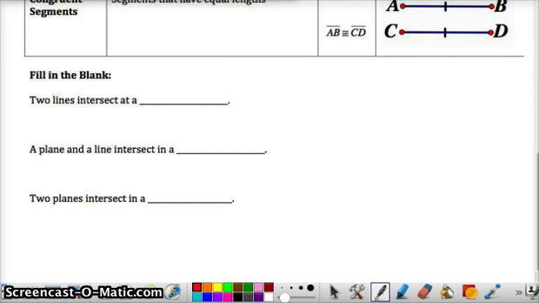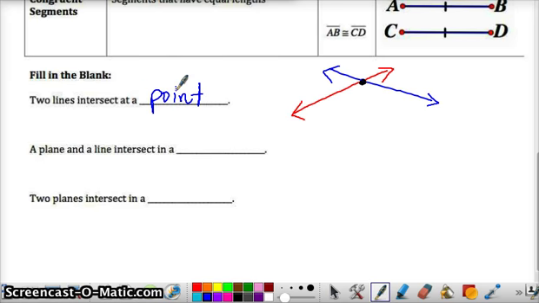We're going to move on now and see if we understand these definitions by filling in the blank and completing the last page. So the first fill in the blank says, two lines intersect at A, and we have to fill that in. Well, I want you to use a space over here and go ahead and draw two lines. So we have line number 1, and go ahead and draw line number 2. And what do you notice? The only thing that they share in common that's in both lines is a point. So two lines intersect at a point.